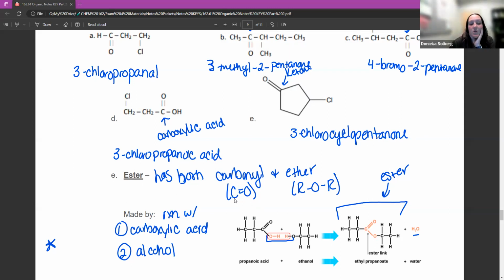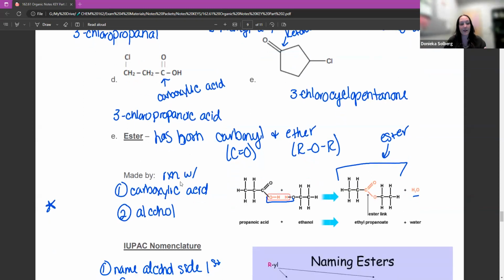So this is when you have a C double bond O and an O, but in the middle, right? It's like a carbonyl and an ether. So you have a C double bond O, but it's not an H like a carboxylic acid. It's an R group on both sides. If you have 2 oxygens, this is your ester.